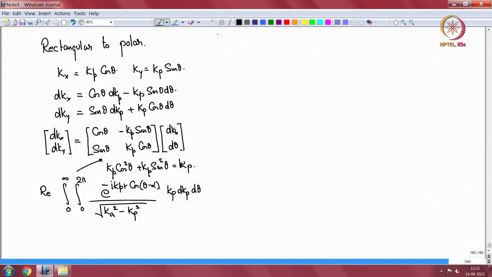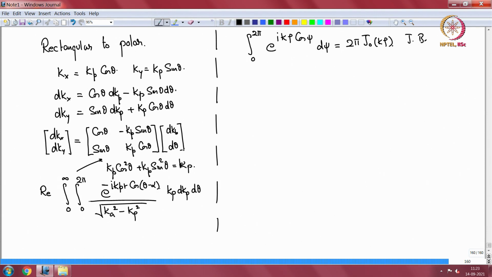Okay. Now I'll give you a result here, which is the integral 0 to twice pi e to the power of i k rho cos psi d psi is equal to twice pi J0 of k rho, where J0 is the Bessel function of the first kind, zeroth order, an oscillating decaying sinusoid.